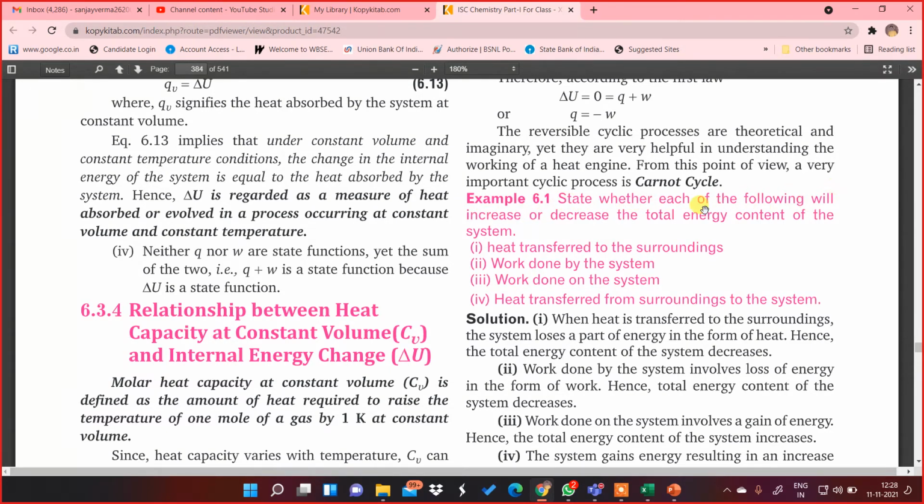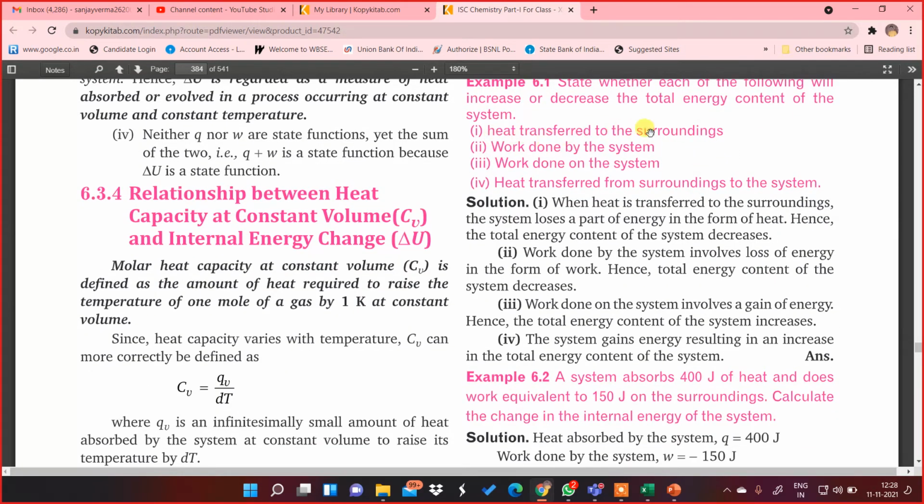State whether each of the following will increase or decrease the total energy of the system. First, heat transfer to the surroundings. What will happen? If the system is transferring heat to the surroundings, what will happen to the internal energy or energy content of the system? Will it increase or decrease? You can see the answer here only. It generally decreases.